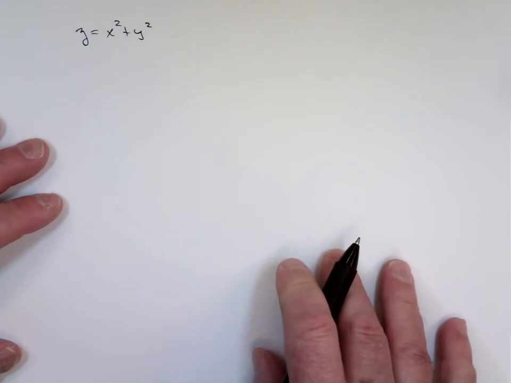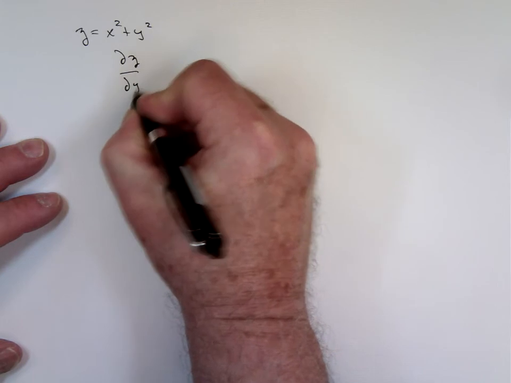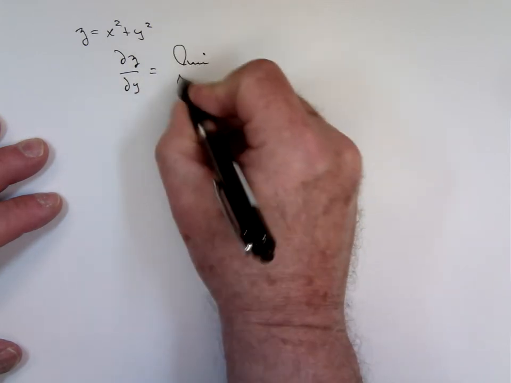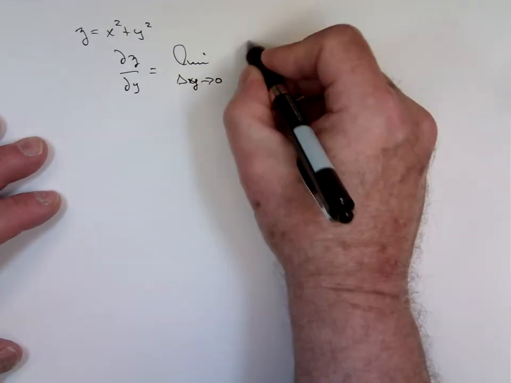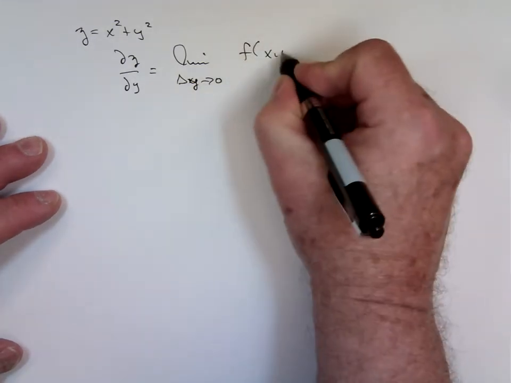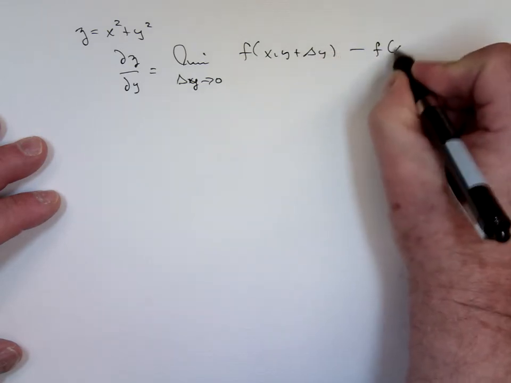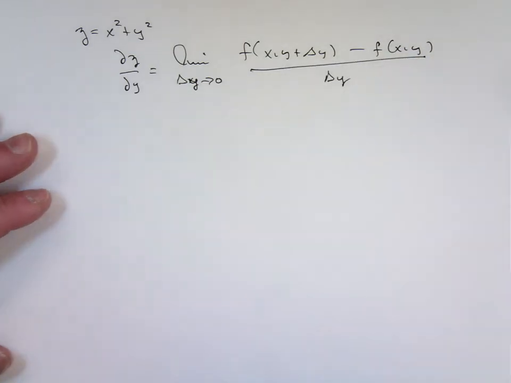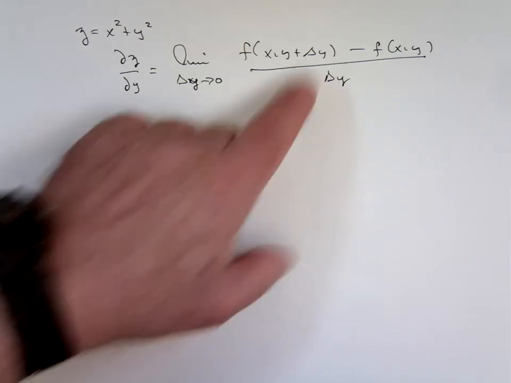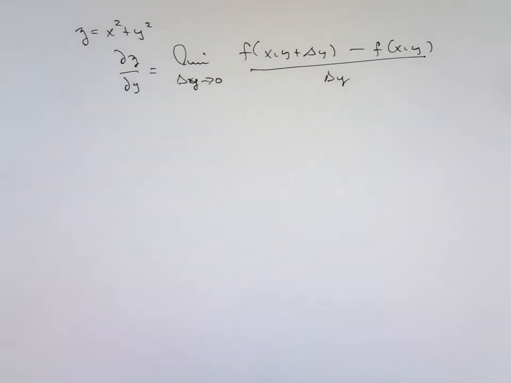If we do the same function, z equals x squared plus y squared. Partial of z with respect to y is the limit as delta y goes to 0 of f of x, y plus delta y, minus f of x, y, all over delta y. Let me write out the definition for Nick here. That's the definition of a partial derivative of the function with respect to y. Only y is allowed to change. The x is held constant.